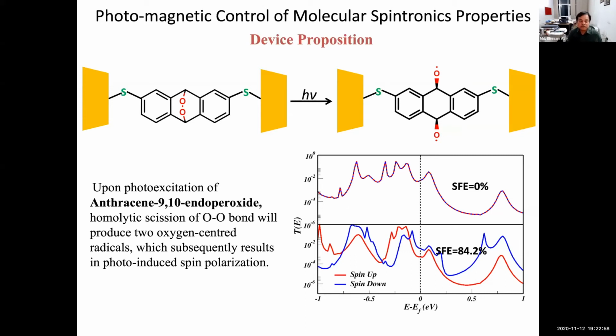However, the moment you shine light, the photochemistry occurs and generates two radicals, and because of the radicals, the transmission channel gets modified, and then alpha electrons and beta electrons move differently from each other.